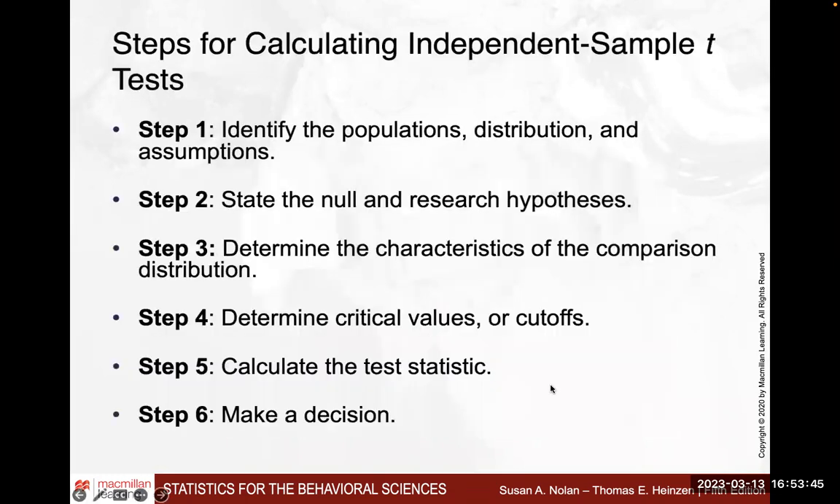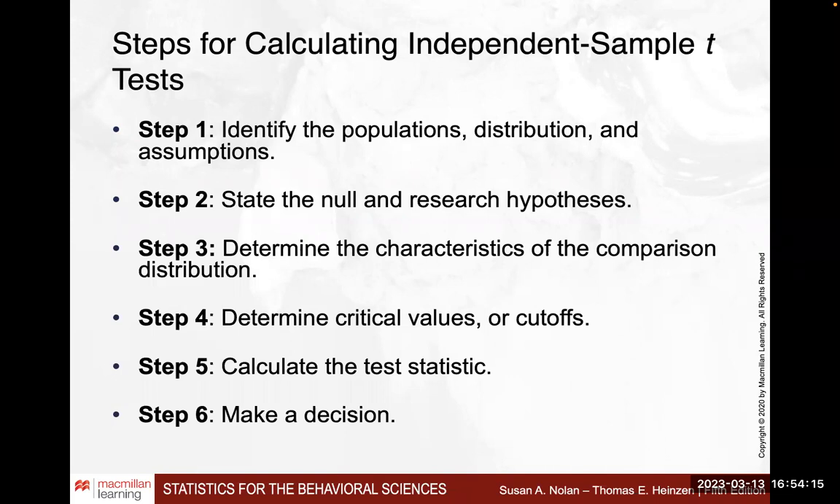So the 6 steps for hypothesis testing are again the same. We're identifying the populations, we're identifying the distributions and the assumptions. The assumptions, first and foremost, are normal distribution, random sample, generalizability, and independent samples. So there are 2 independent samples at this point in time, and they're not associated with each other, and these need to be met.